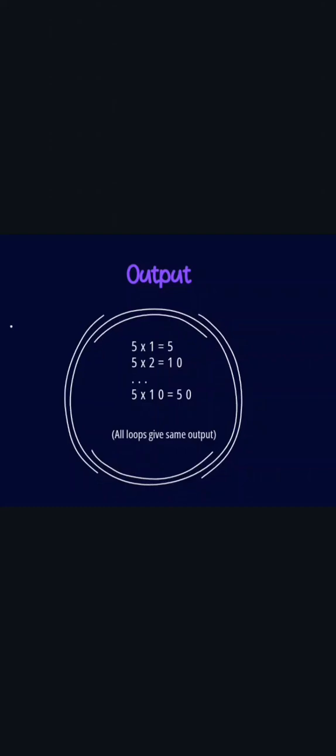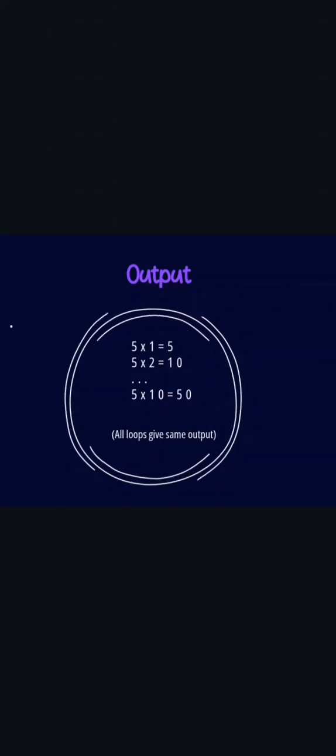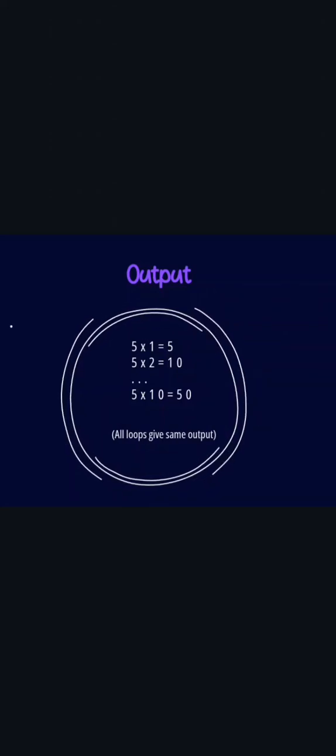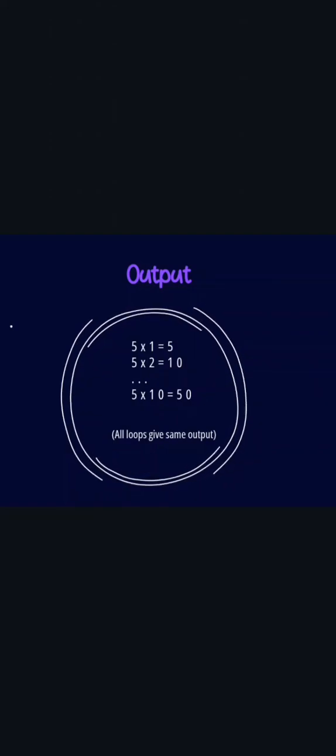Now let's look at the output. For all three loops, the result is exactly the same. 5 times 1 equals 5. 5 times 2 equals 10. This continues until 5 times 10, which equals 50. So even though the structure of each loop is different, the final output is identical.